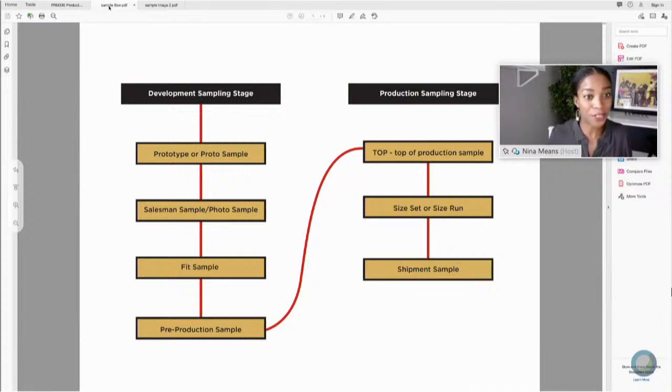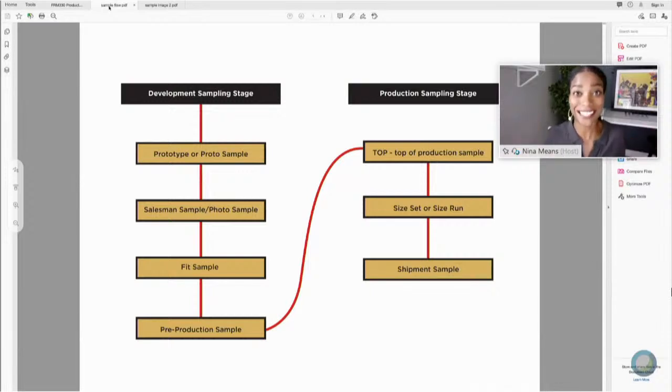Depending on how good your prototype is, it may turn into your salesman. A lot of times they'll create what they call duplicates. "Dupes" is what they'll say. Like, "Oh, did the dupes come in?" Your duplicate samples typically happen to be your salesman samples. So salesman for who?